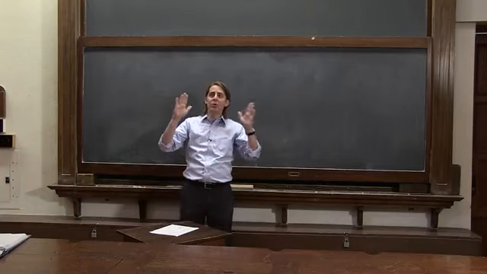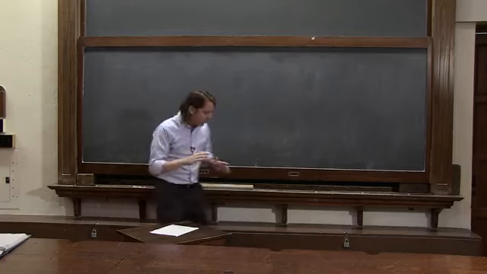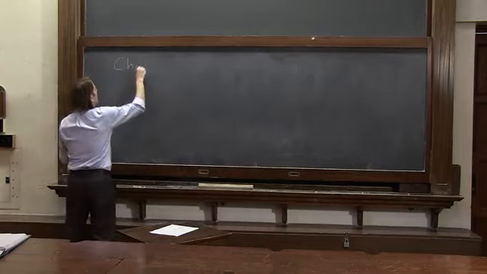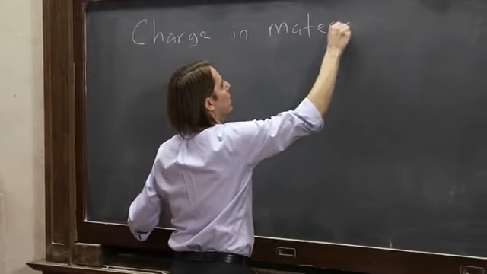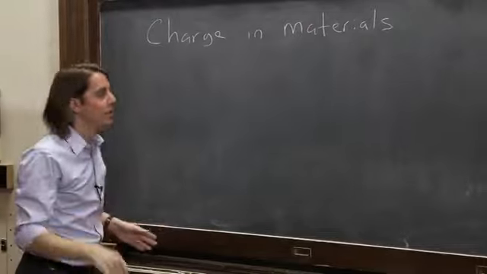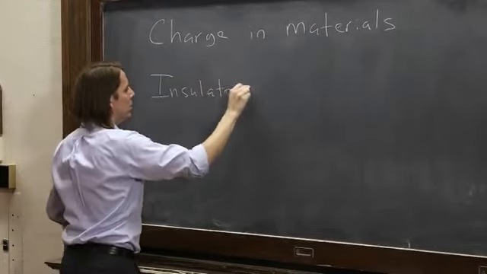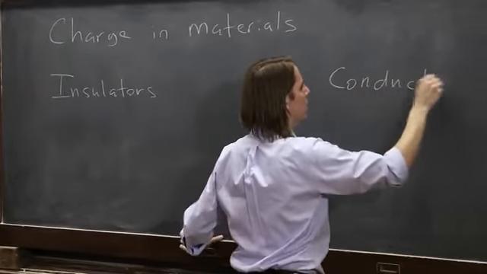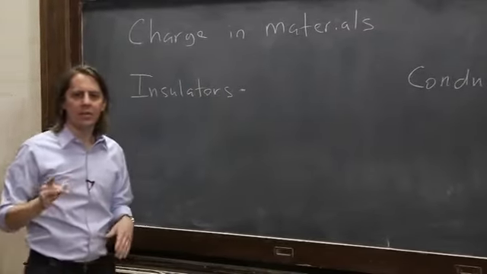So there are many, many materials in the world that do many, many amazing things. But for the electrostatics in freshman physics, we can basically narrow it down to just two kinds of materials. So let's look at charge in materials. We can narrow it down simply to insulators and conductors. So what goes on in an insulator?